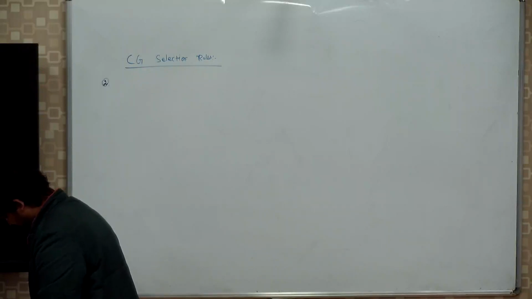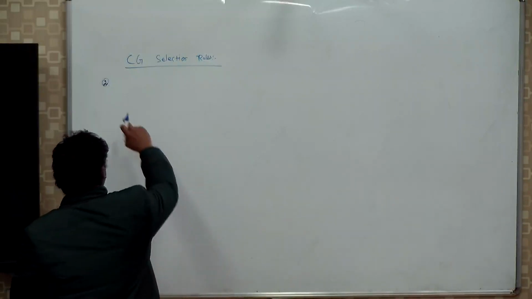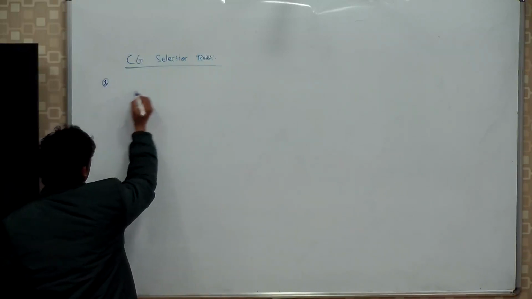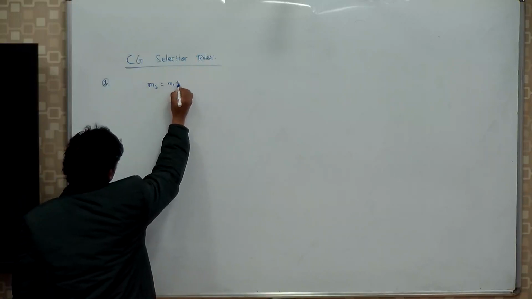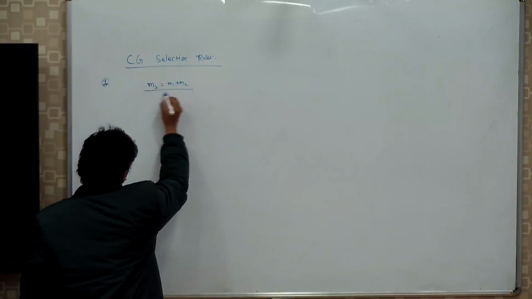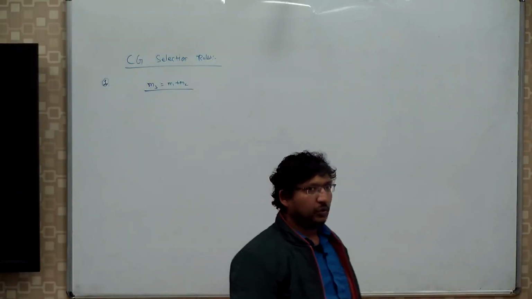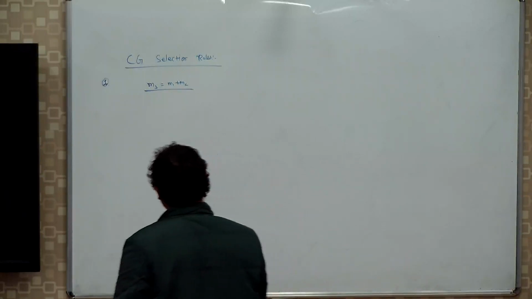Now let us see the CG selection rule. According to the CG selection rule, the first rule is that M3 must be M1 plus M2. This is the first condition. If this condition is not obeyed, then what is your system? How would the system be physically? So let's see.